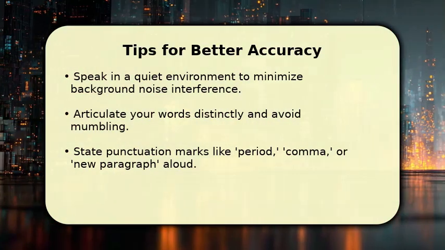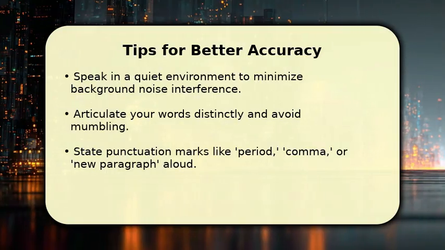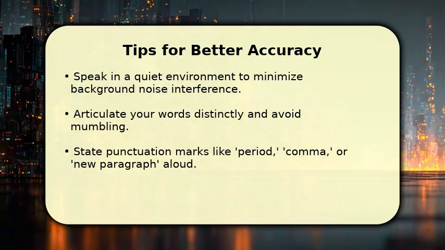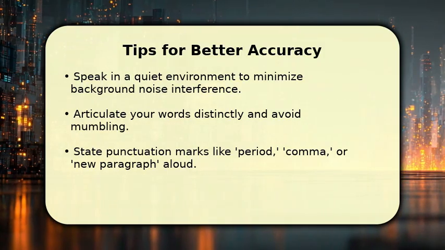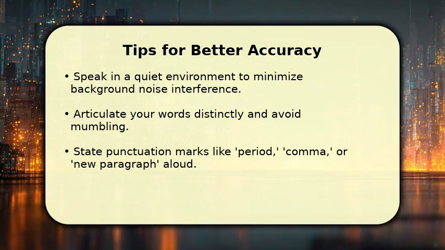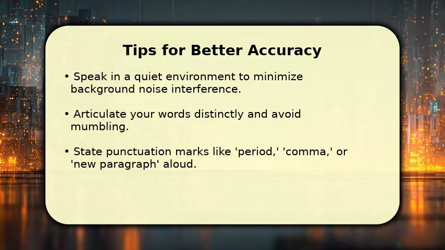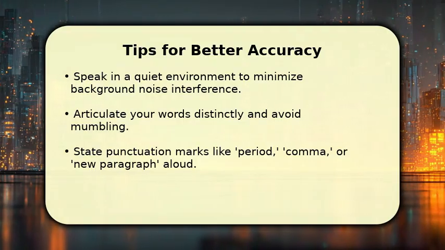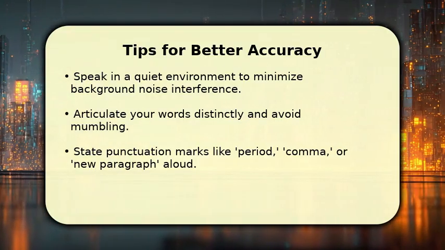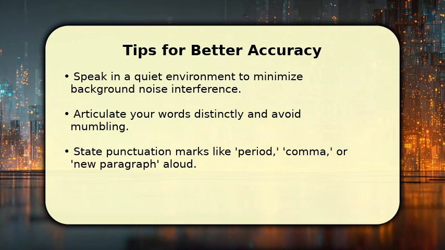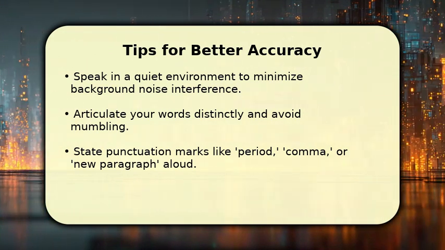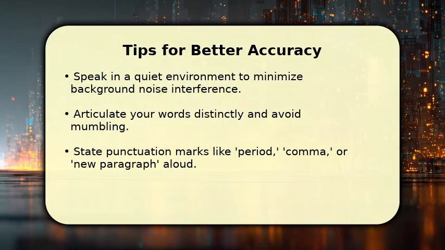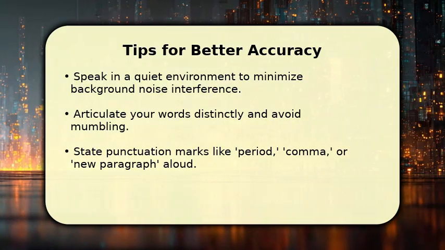For the best accuracy, try to speak in a quiet environment, as background noise can sometimes interfere with recognition. Articulate your words clearly and avoid speaking too quickly or mumbling. Remember to verbally state punctuation marks, such as period, comma, question mark, or new paragraph to format your text correctly. If the system makes a mistake, don't worry, you can easily correct it manually by typing. Taking a moment to review and edit your text after dictation will ensure your document is polished and precise.